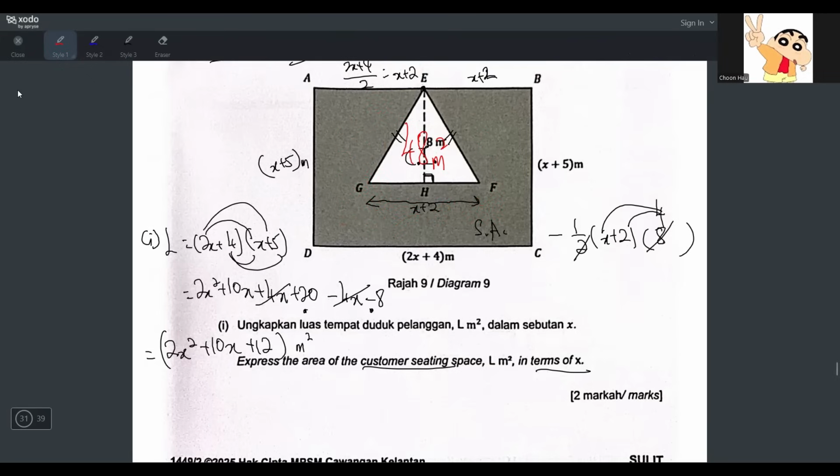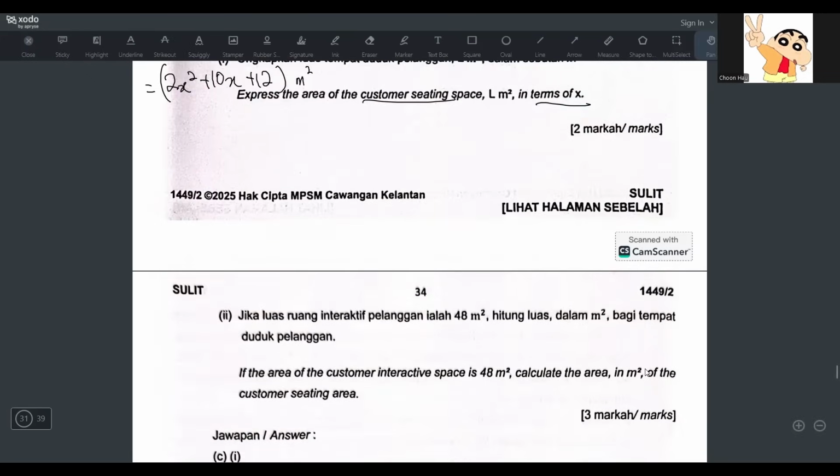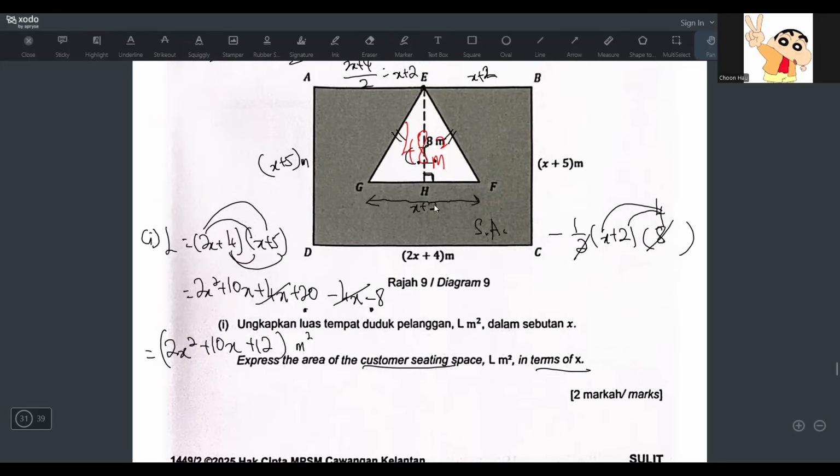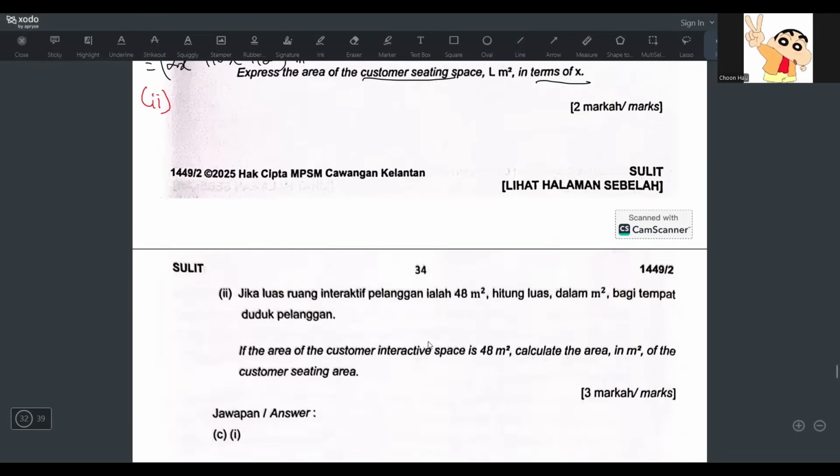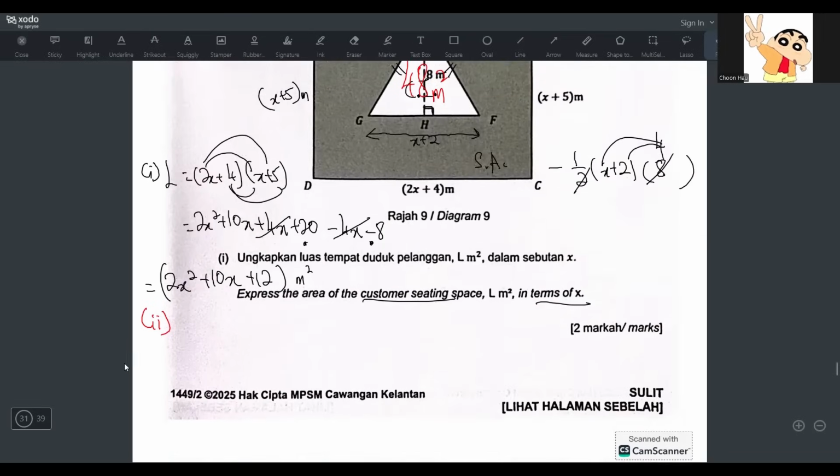Okay, but what they want, I forgot already what they want. Area of customer sitting area. It means they want the area of shaded region lah. Yeah, it means they want this. But first you need to get your x first. Okay. Yeah, you have to find x first. You need to get your x and then sub here, then you get your area of sitting area already. Okay. Yeah, this is the answer. But first we need to find x, and I think we can find x by using this information, the 48 meter square. Okay, 48 meter square is the area of triangle.